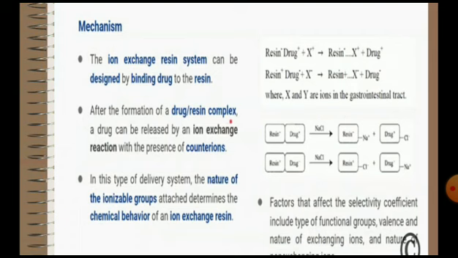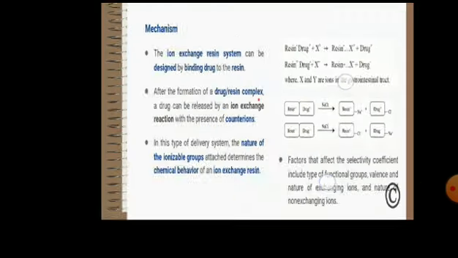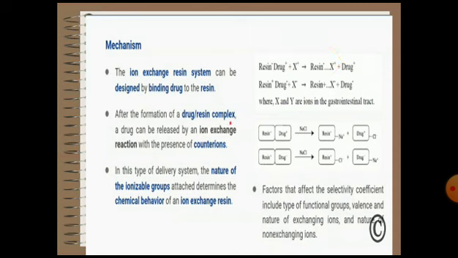I hope you understood. In this type of delivery system, the nature of the ionizable groups attached determines the chemical behavior of an ion exchange resin. Here you can observe the reaction: the resin carries a negative charge and the drug carries a positive charge. First we make the complex, and when it is treated with similar charged cationic ions, the resin and that cationic ion make a complex and the cationic drug starts to release.